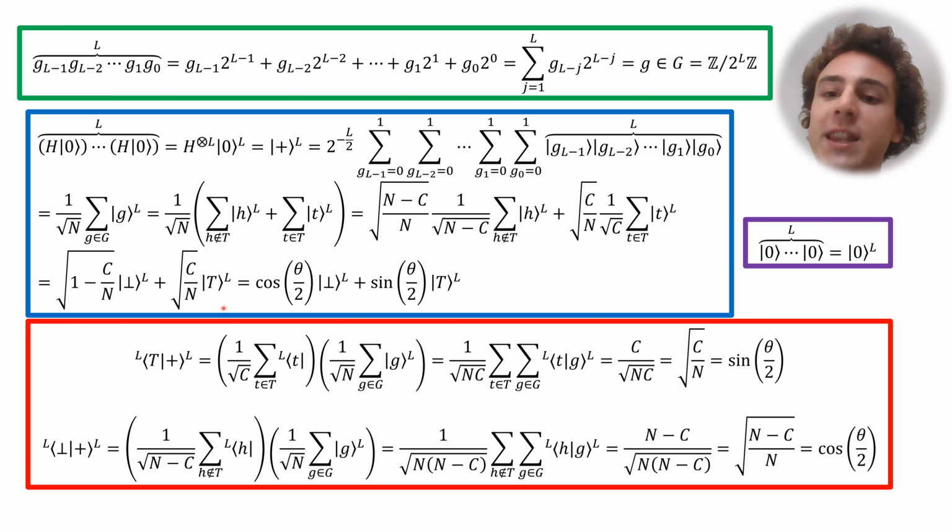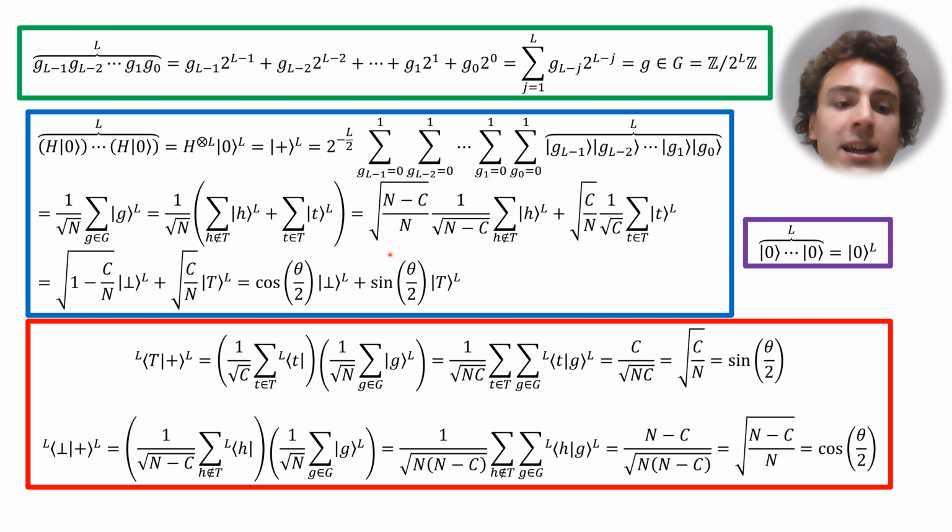And we also introduced the angle theta, which allows us to turn these coefficients into these coefficients, which are written in terms of trigonometric functions. So this coefficient of the square root of 1 minus the ratio of c over n, that is the coefficient of the orthogonal superposition in this linear combination. And the square root of c over n is the coefficient of the target superposition in this linear combination. And we can just rewrite them in terms of the angle theta. So then we get cosine of theta on 2 and sine of theta on 2.